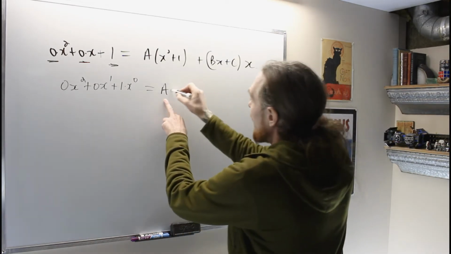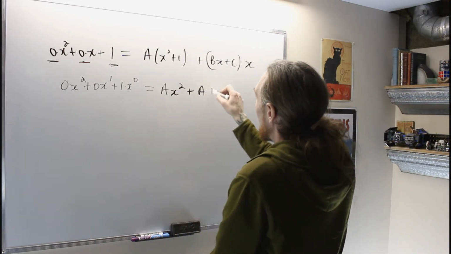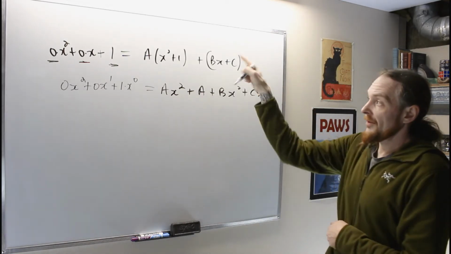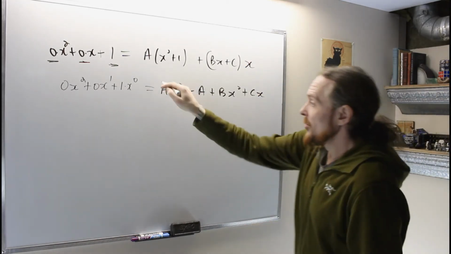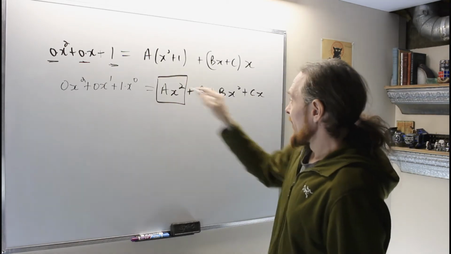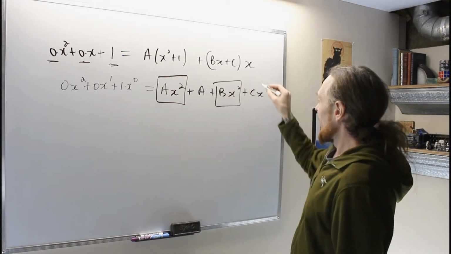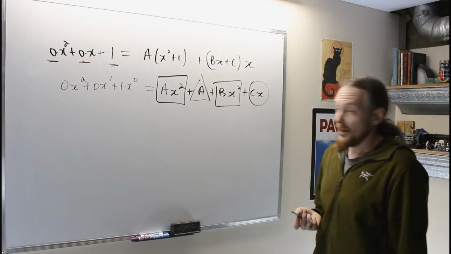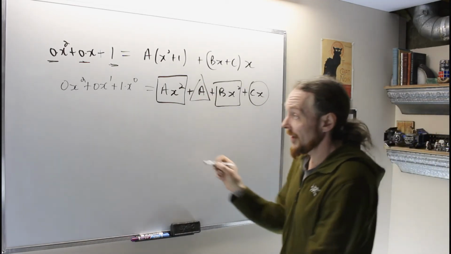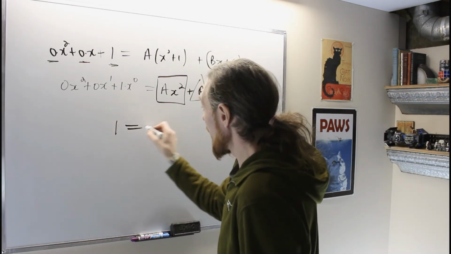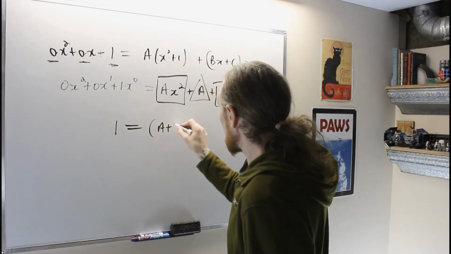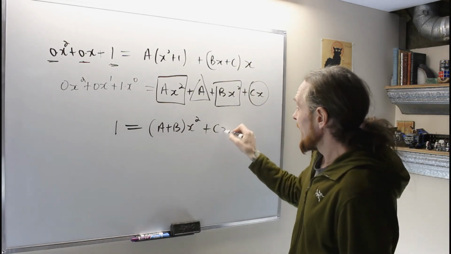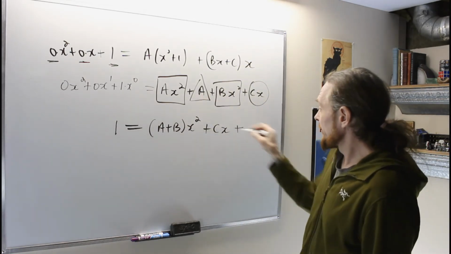So that polynomial, 0x squared plus 0x plus 1 times x to the 0 is actually equal to, now let's group everything together. This is ax squared plus a plus bx squared plus cx. I've just FOILed everything out. And now I'm going to group like terms. I should probably use a square for the squared terms. And then we'll use a circle for the linear terms, and then we can use a triangle for the constant terms. So I have 3 kinds of terms, so I group those together. What that says is 1 equals a plus b x squared plus cx plus a.